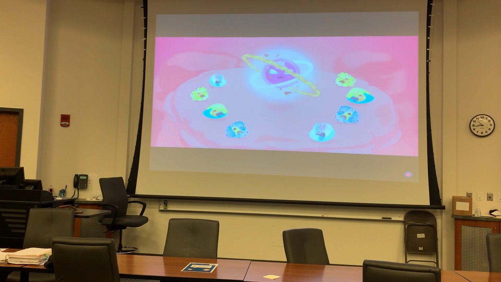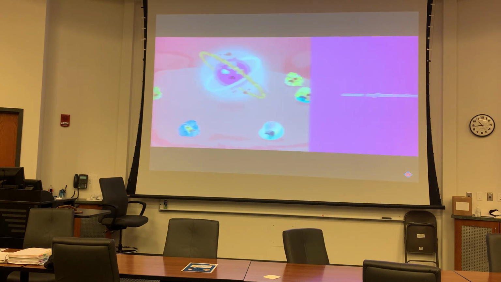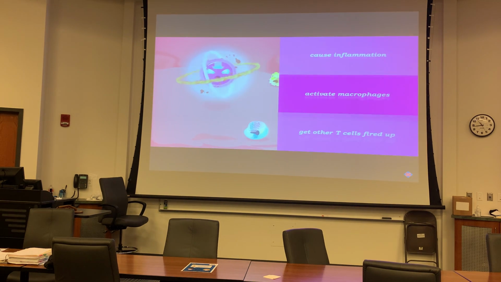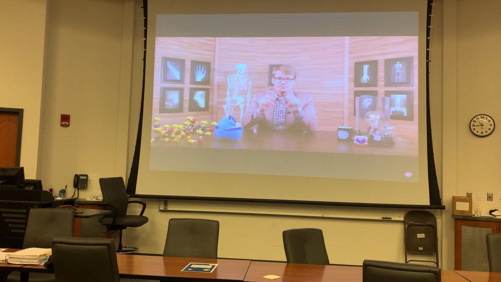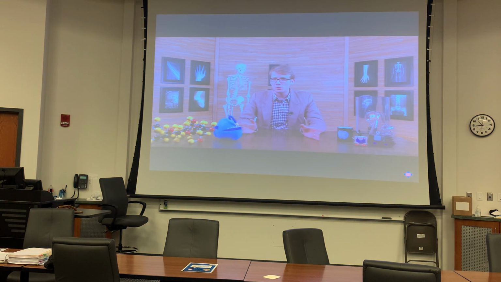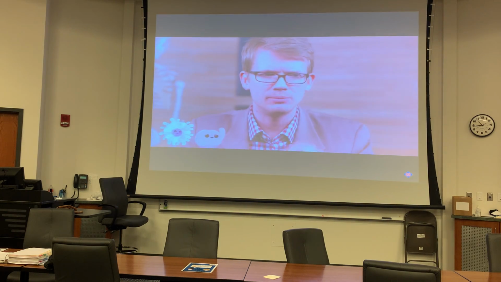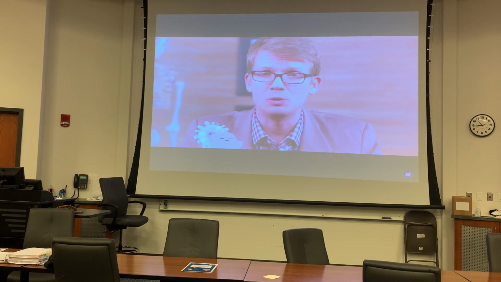These lymphocytes, known in the streets as T cells, go after body cells that have been hijacked by things like viruses or bacteria or become cancerous. T cells cause inflammation, activate macrophages, get other T cells fired up, and generally regulate much of the immune response. Which is important because of all the ways in this course that we have described how you could die, two that we have neglected to mention are what happens if your body completely fails to protect itself, and what happens if your immune system goes rogue and attacks your own healthy cells.